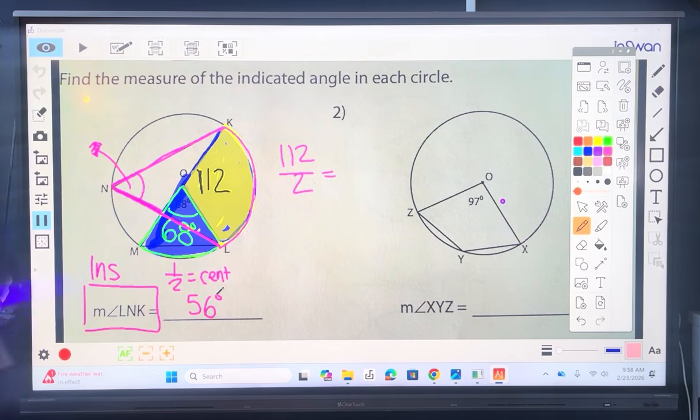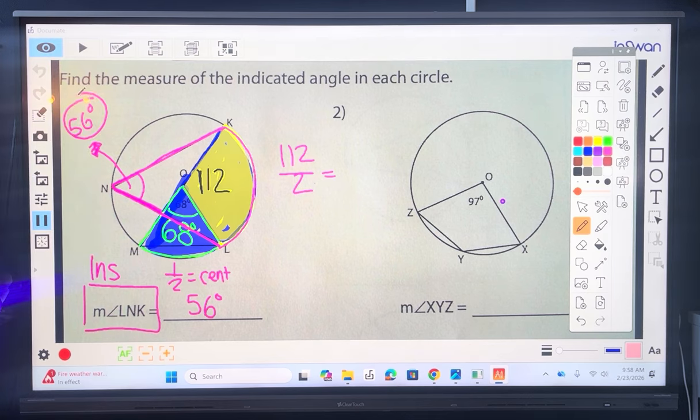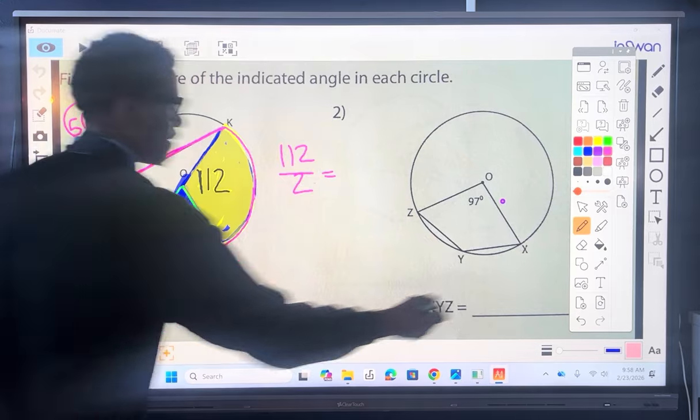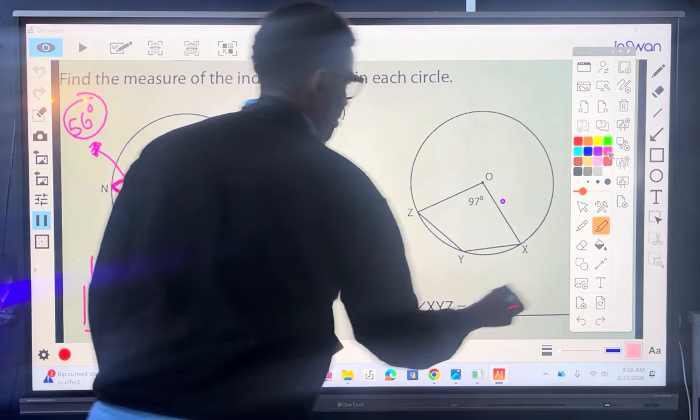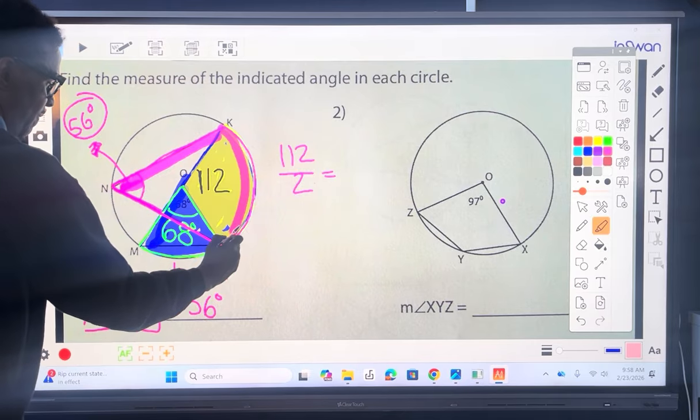Amazing. So our answer is 56 degrees for that, because it fell within our central angle. Remember, all of this was our central angle.